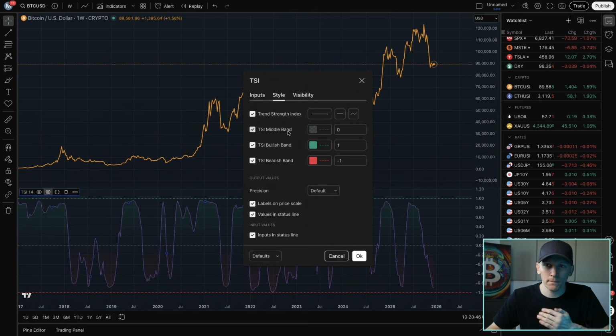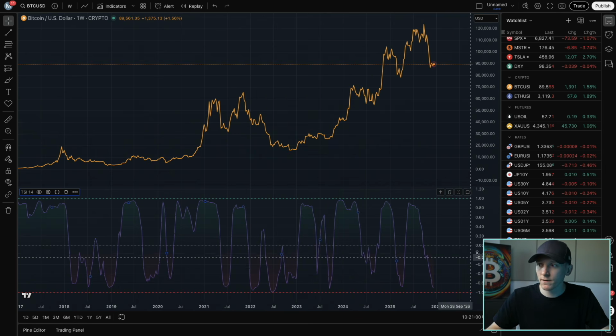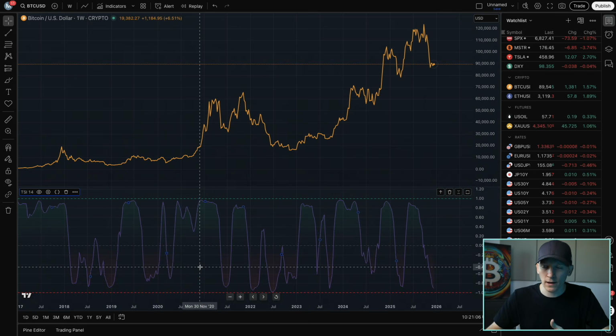So the middle band or the mid band is 0, bullish is 1, and bearish is -1. I would keep these as they are. This is the same as most oscillators, which is going to be showing bearish or bullish momentum. And so what this means is on the right-hand side, this is obviously the mid band, right? So there's not bullish or bearish momentum. Usually we oscillate around that.